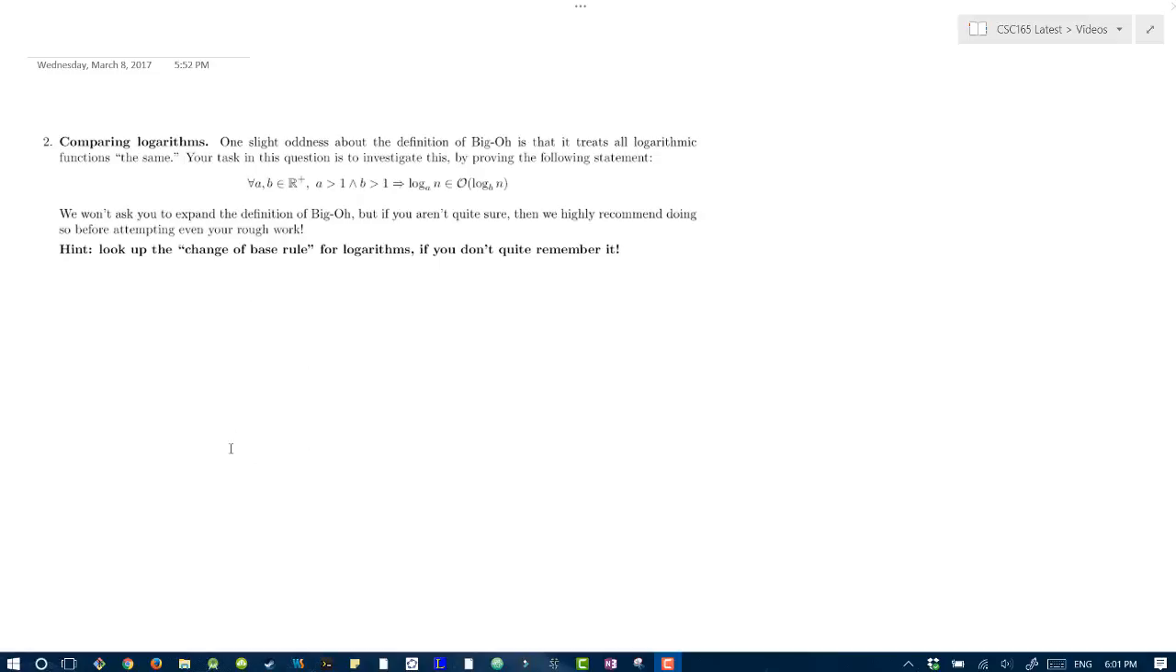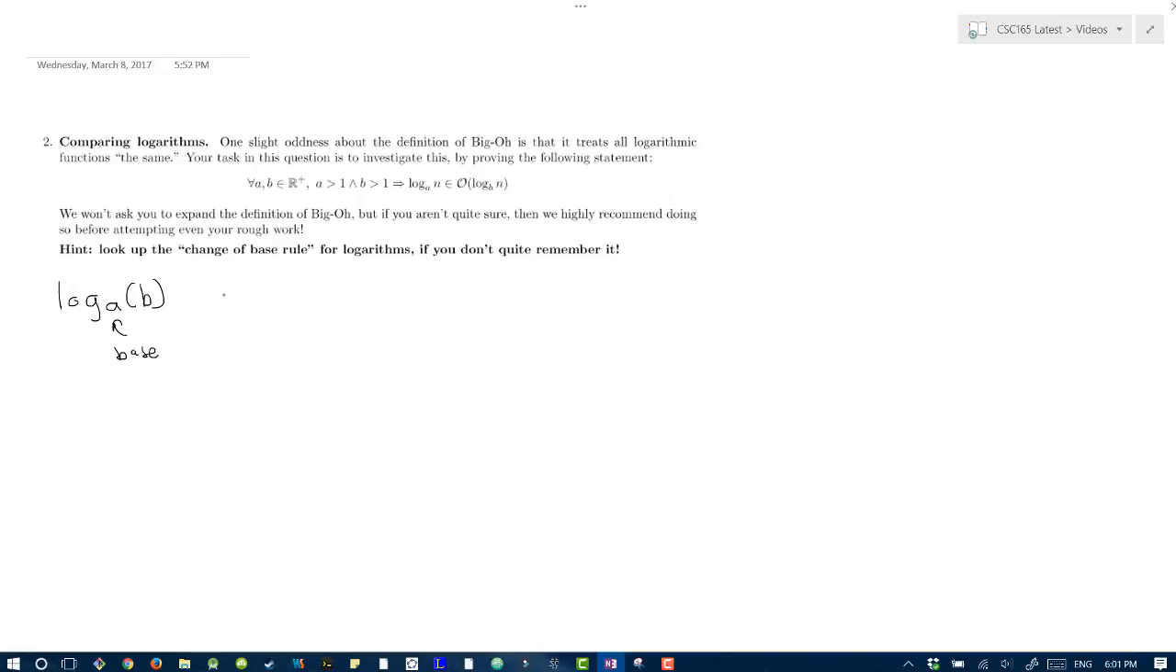So for this one, we're going to be comparing logarithms. And the main component here is that we need to apply the change of base rule, which I didn't know either, but I looked it up. So essentially it's this: you have log with base A. So this would be the base.